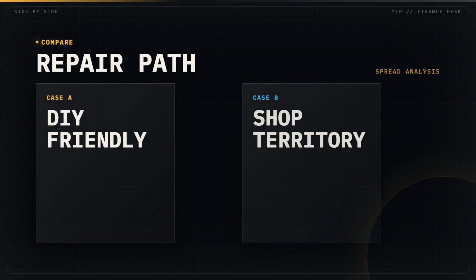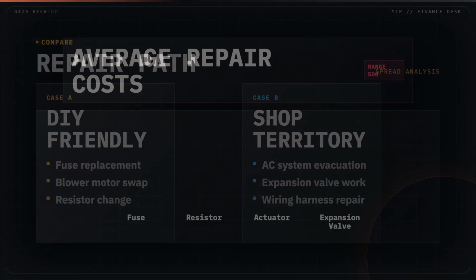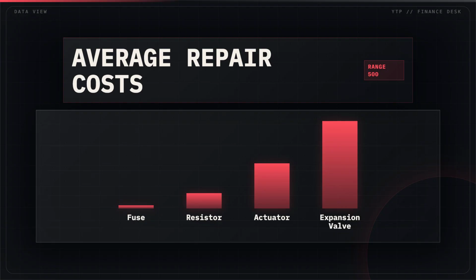While you can easily swap a fuse or blower motor yourself, refrigerant-related repairs require professional equipment. Costs vary significantly, with simple fixes like fuses costing pennies, while an expansion valve job can reach $500.